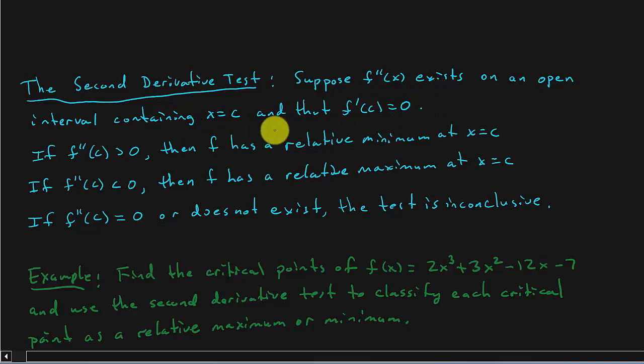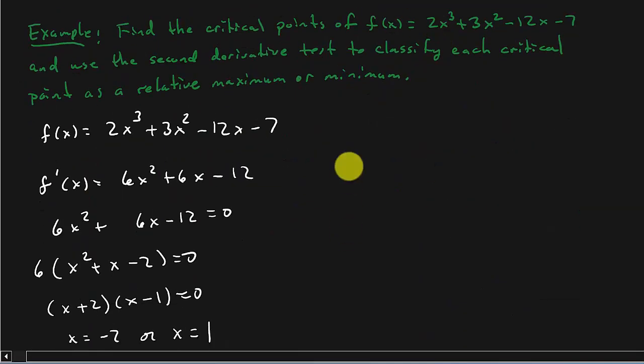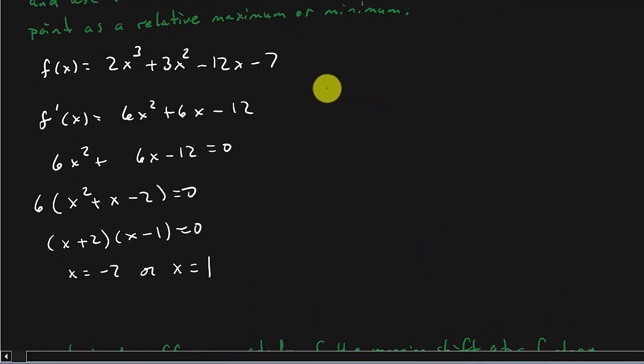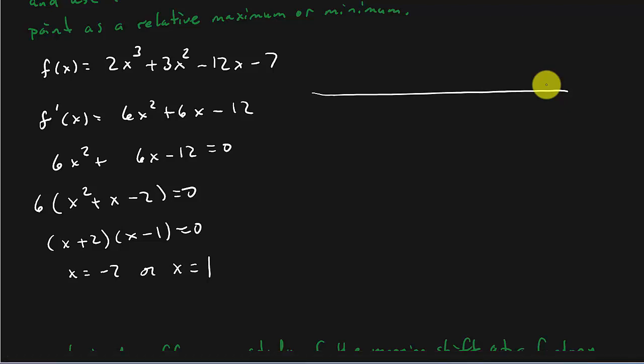Suppose f double prime exists on an open interval containing x equals c, and that f prime of c is 0. So that's where we get our numbers, from the first derivative. Now normally you're going to want to find out where it's increasing and decreasing anyway, because you want to know where the graph is increasing and decreasing. But here we don't have to graph. They don't ask where it's increasing or decreasing. They're just asking for relative maximum and minimum.